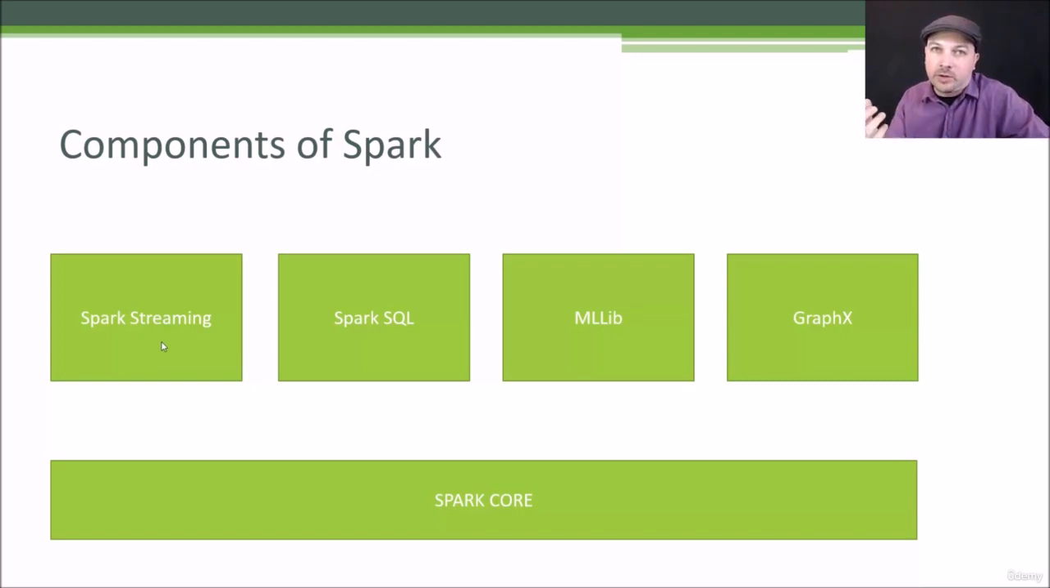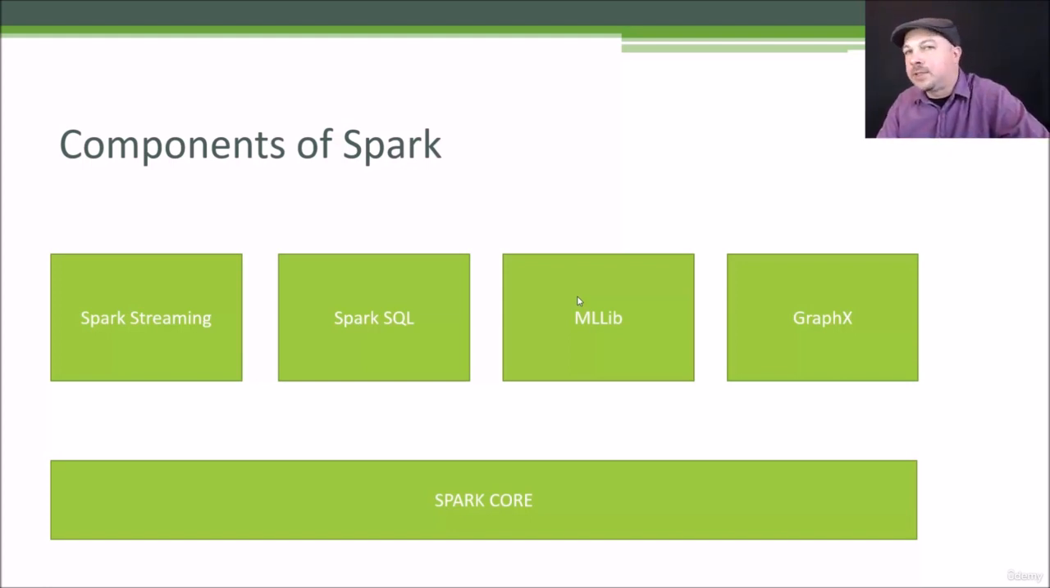Spark SQL lets you actually treat data as a SQL database and issue SQL queries on it, which is kind of cool if you're familiar with SQL already. MLlib is what we're going to be focusing on in this section. That is a machine learning library that lets you perform common machine learning algorithms with Spark underneath the hood to distribute that processing across a cluster, so you can perform machine learning on much larger data sets than you could have otherwise.